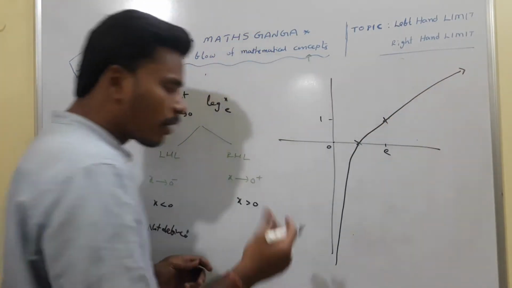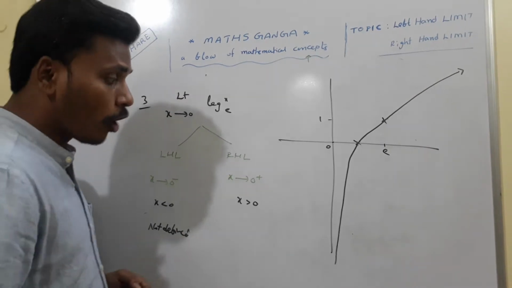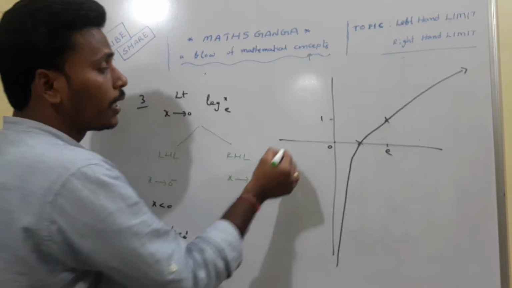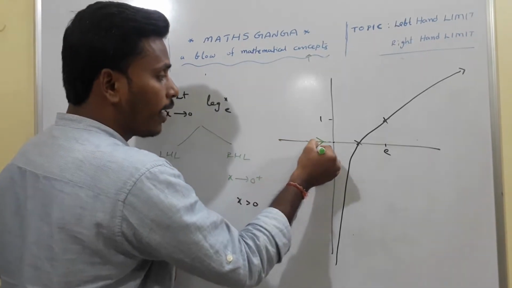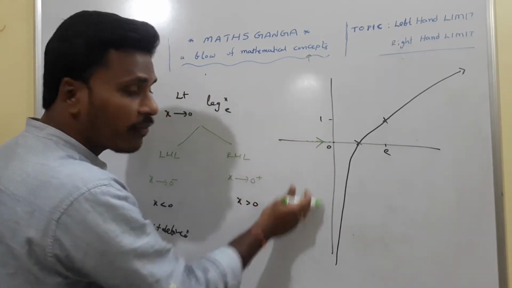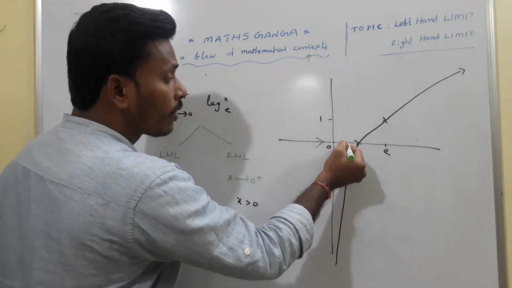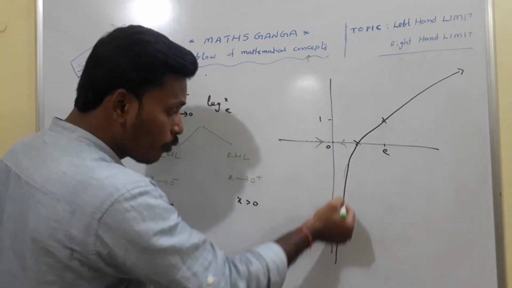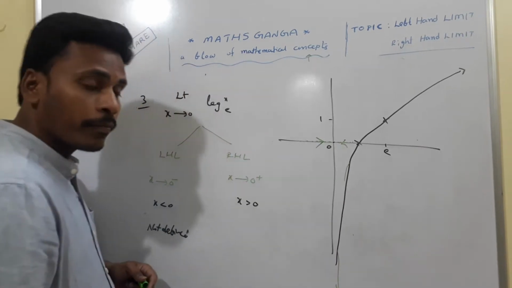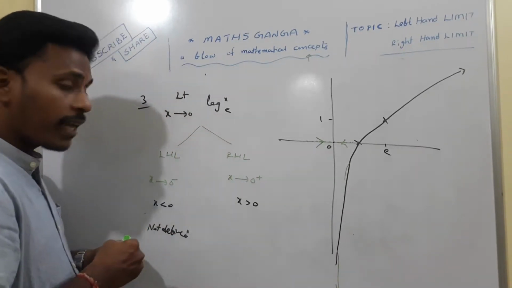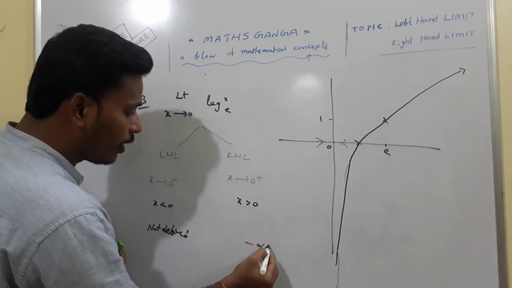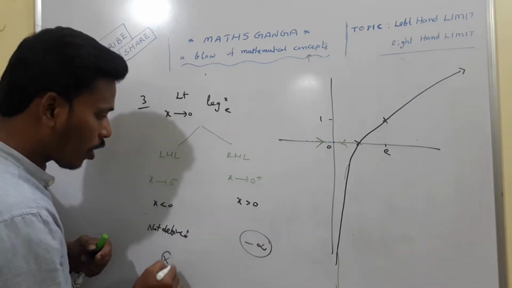This is the rough sketch of log x. Now if you observe, if you move the value of x towards 0 from the left side, the graph is not defined. Whereas if you move the values of x towards 0 from the right side, the graph is moving towards minus infinity. So, the right hand limit exists and the right hand limit value is minus infinity, whereas the left hand limit is not defined.